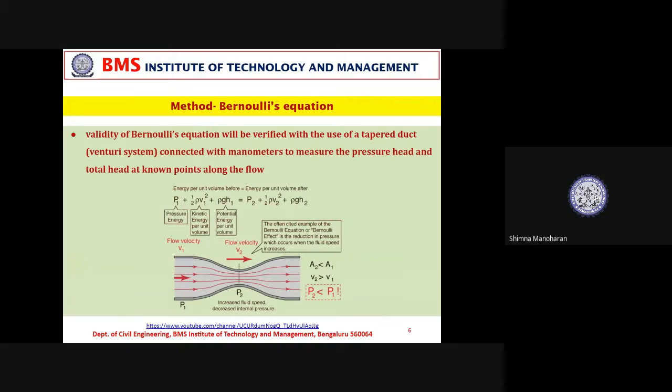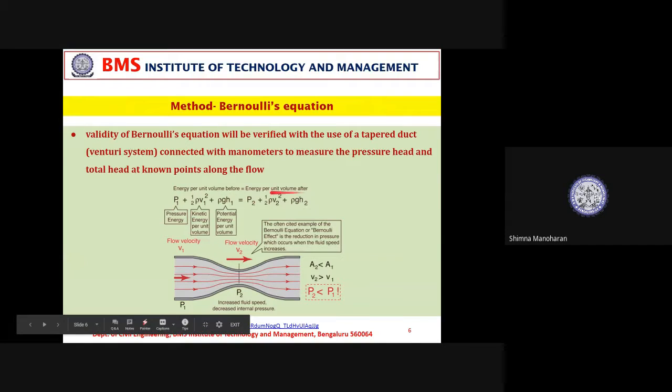The method typically consists of a setup wherein the equation is verified with the use of a tapered duct or venturi system. You have already seen this in the venturimeter and orifice meter. It is connected through manometers to measure the pressure head and total head at known points.